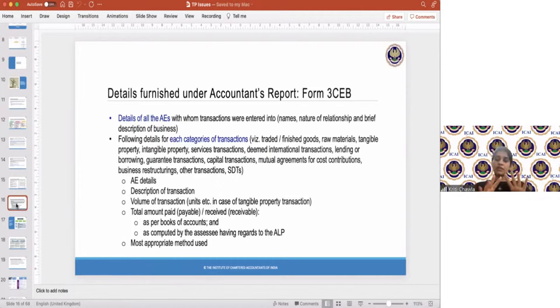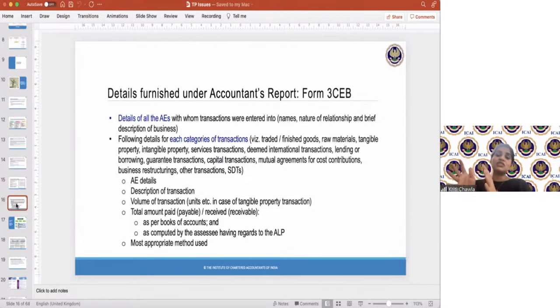So when it comes to documentation, primarily there are two things in India. One, you have to file a Form 3CEB. The moment you know that transfer pricing is applicable, you have to mandatorily file Form 3CEB, again by the 31st of October. Along with the filing of the transfer pricing return, you need to maintain a TP study. The TP study is this elaborate document I was talking about.